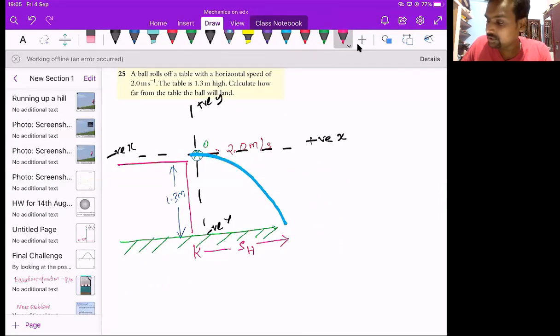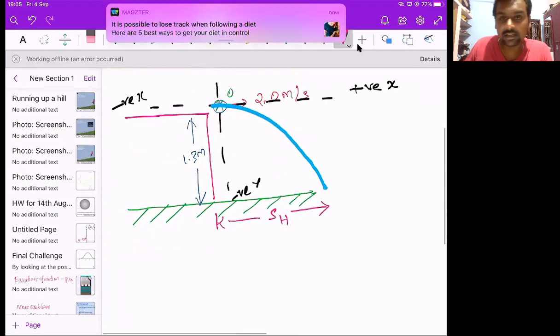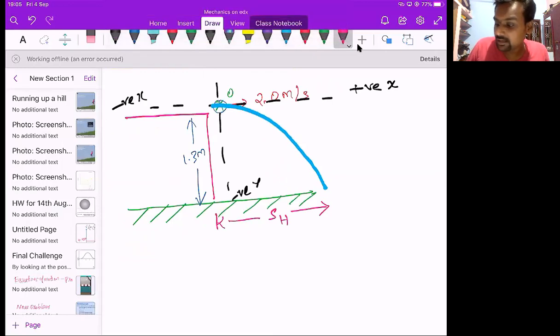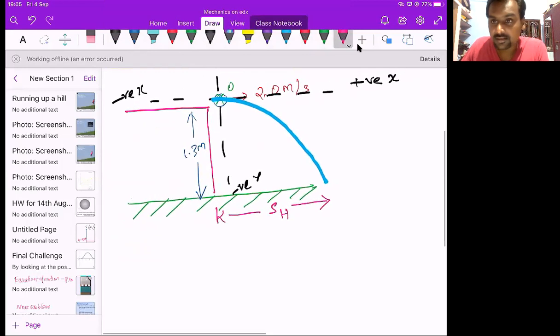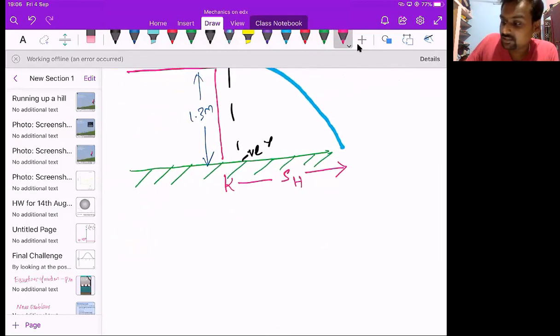Now we know the unknown. The unknown here is in the horizontal direction. Now, as we discussed from the very beginning, it is possible for us to break this two-dimensional motion into two one-dimensional motions, which are happening simultaneously. So to solve the problem as well, we are going to take the same approach. So let's first look at the horizontal motion.